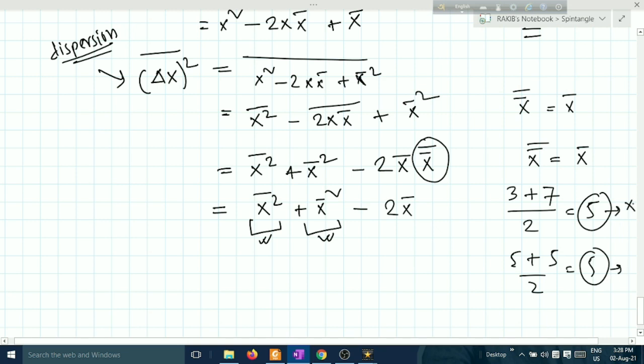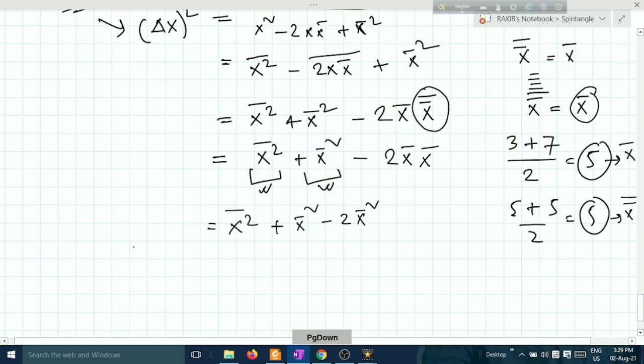This is the first time taking the average, this is the second time taking the average. How many times can you take the average? However many times, it will give the average value, only the average. This means this will be x bar. This will be x square bar plus x bar squared minus 2 x bar squared.